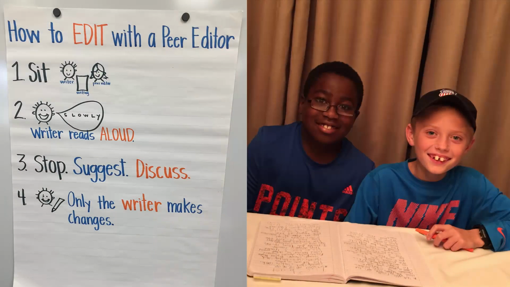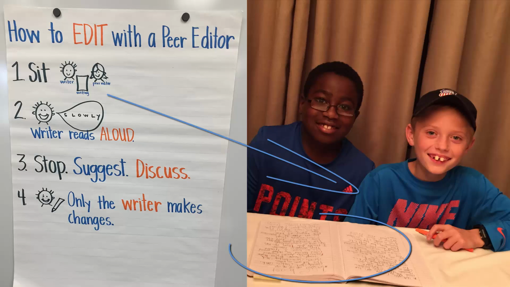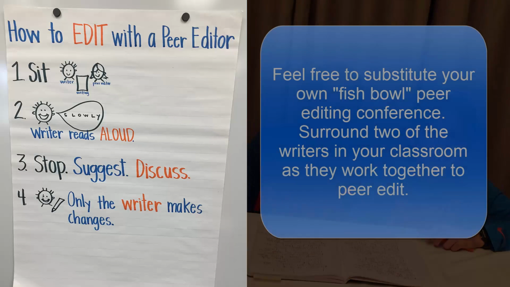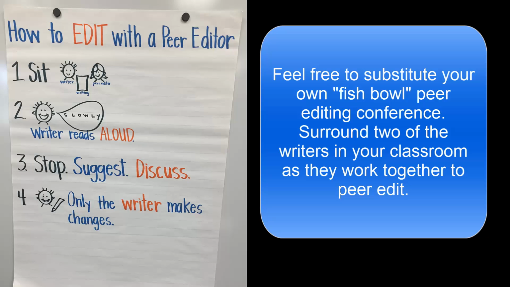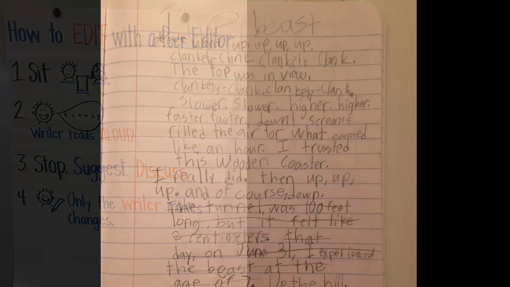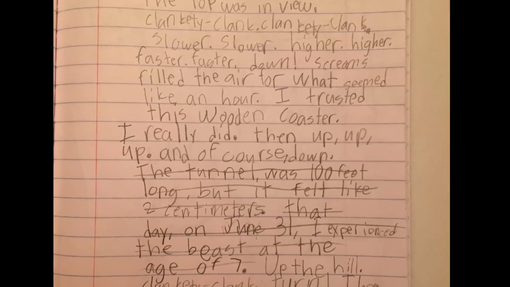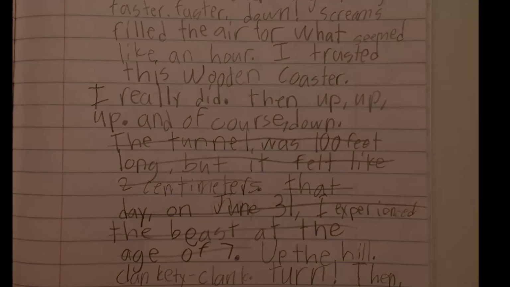So I asked Sam to bring some of his writing home so that he and Jordan could model how to peer edit. To begin, notice how they're set up for peer editing. They're sitting shoulder to shoulder. Sam's writing is in between them, and Sam, the writer, has a pen. Now feel free to have your own peer editing conference there in your classroom, or watch as Sam and Jordan work together to edit Sam's story about riding in the front car of the Beast roller coaster.